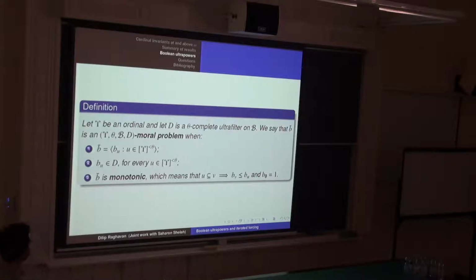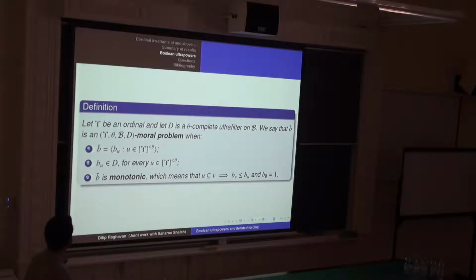We say that B bar is an upsilon theta B D moral problem when this is a sequence indexed by subsets of upsilon of size less than theta. B of U is in D for every U which is a subset of upsilon of size less than theta, and it's monotonic, which means that if U is a subset of V, then B of V is less than or equal to B of U, and B of the empty set is just 1. This last thing is just for convenience.